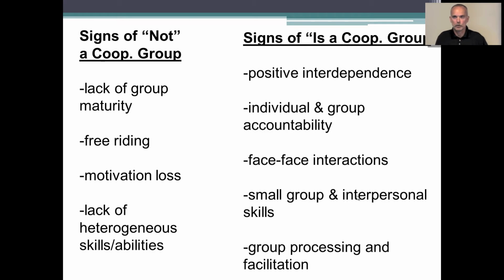Signs that a group is a cooperative group is there's clear interdependence. Students are showing individual and group accountability. They're producing things in a timely manner. They're having face-to-face meetings. I ask them actually to document the progress they're making and take notes of what the action items are that they're accomplishing during these face-to-face meetings.